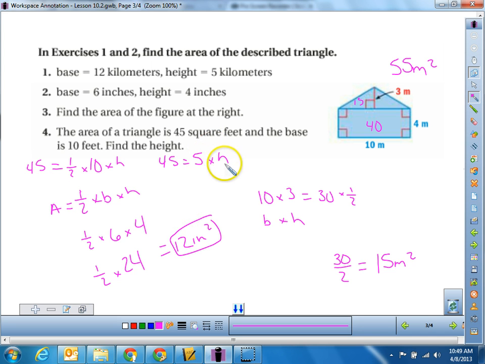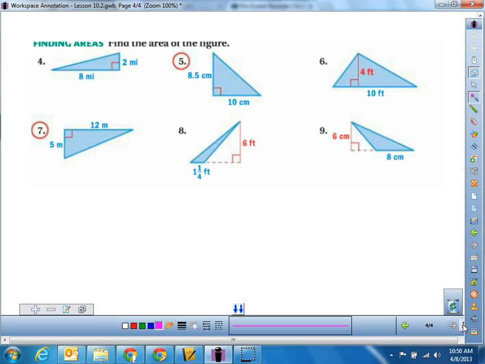Well, what times 5 equals 45? When we divide 45 by 5, we find out that 9 is what that height has to be. 9 is the height. So this is an instance where we're working backwards. We've done that before. That's how you need to go ahead and do it. I want you to do this number 1 on your own. We're going to keep moving on.